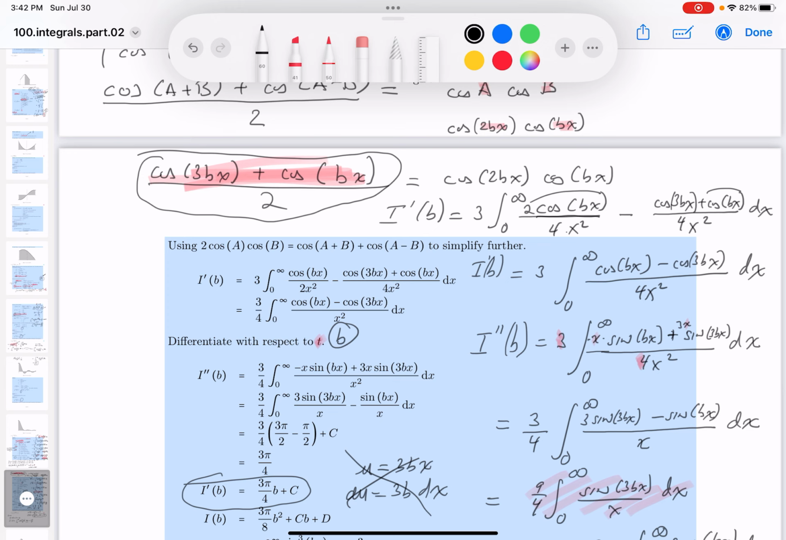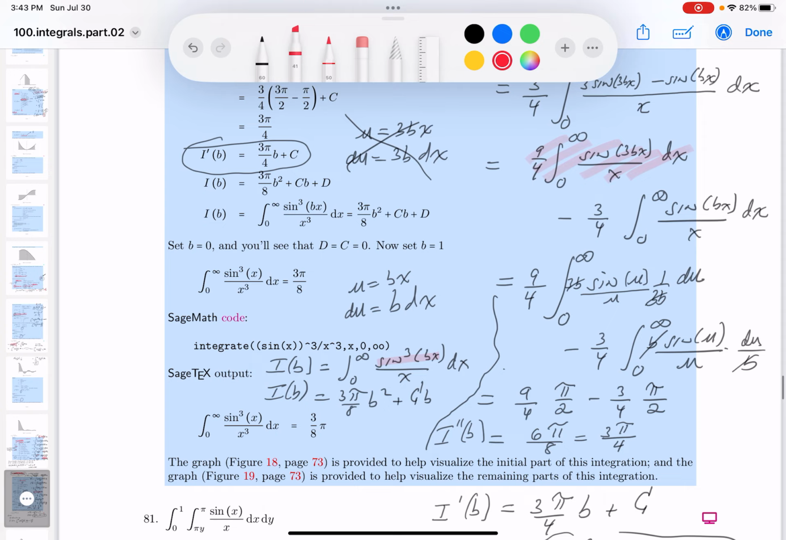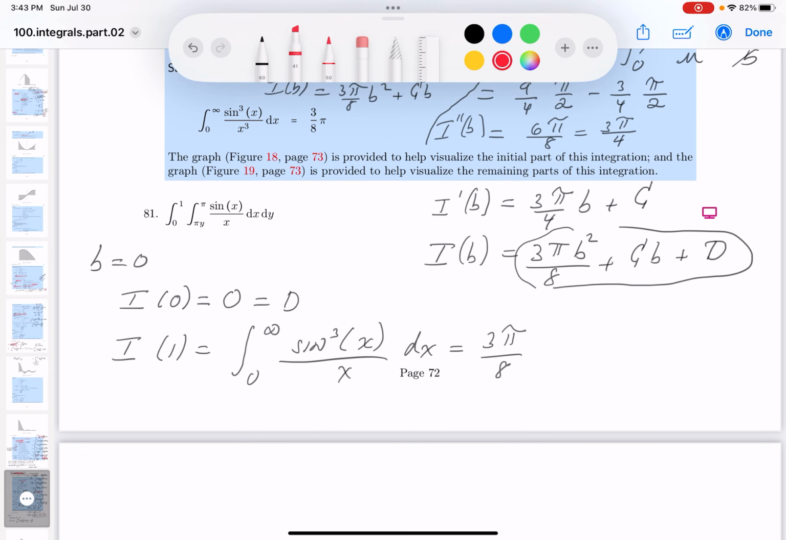I prime B is 0. Yeah, I could do it here. If B is 0, this would be 1 minus 1, which would be 0. All right, so yeah, the C is 0 too. All right, so I'm pretty convinced that my answer for this one over here, that the C is also equal to 0. So we got this answer over here.